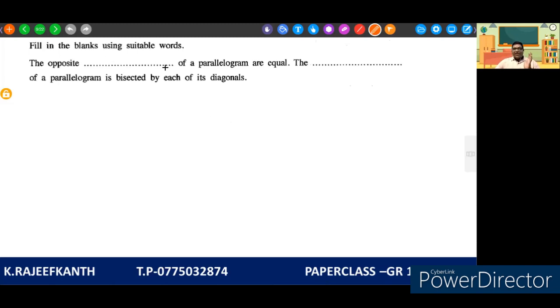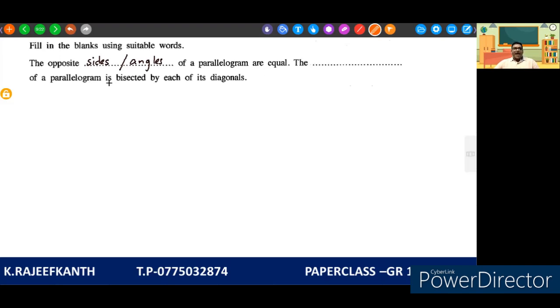So, in a parallelogram, opposite sides are equal and opposite angles are equal. So here we can write sides or angles, whatever it is, because opposite sides and opposite angles are equal, no? So the opposite sides of a parallelogram are equal, or we can write opposite angles of a parallelogram are equal. No need to write two, one. Sides or angle, you can write only one, right?